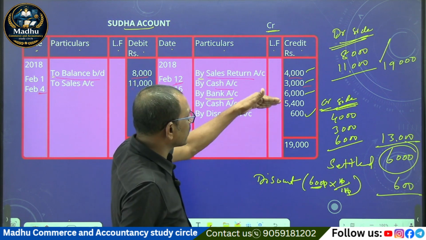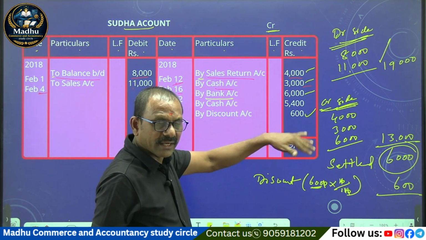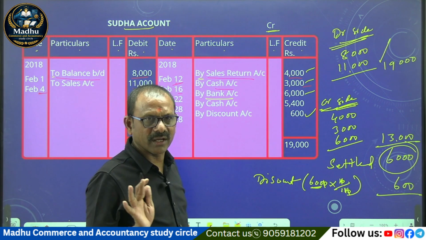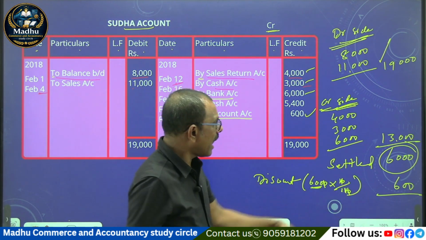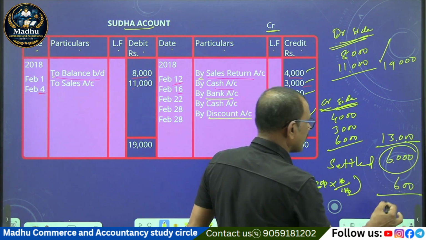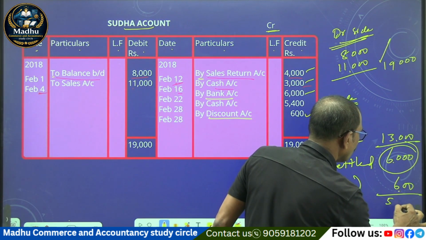We can write this up or maybe down, no need to worry about it. So the discount amount of 600 we recorded here. And from 6,000 we have to subtract 600. Then 5,400 will come.